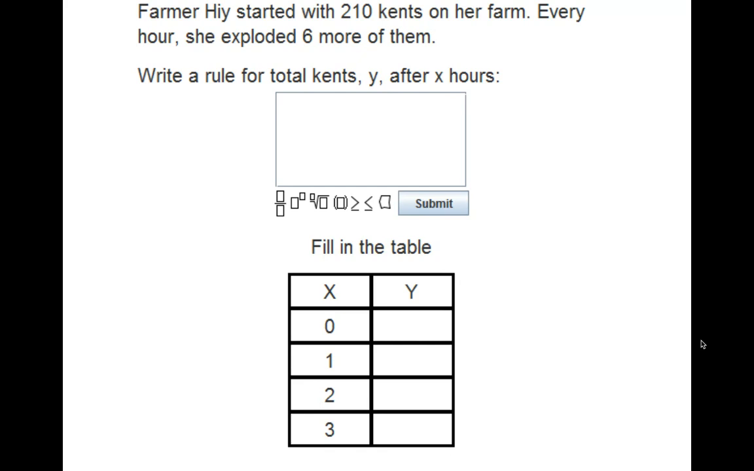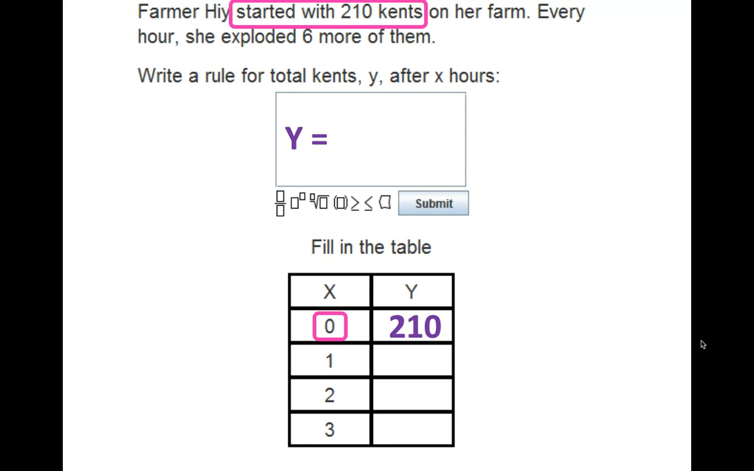So let's look and see what that would look like. Well, we need a rule. So let's look at the table. We start off with Y equals. So we're going to go straight to the rule this time. So always Y equals. Start off with Y equals. All right. So let's look and see what's going on. So 0, we're going to have 210. Started with 210. So 0 is always going to be 210. Okay. All right. And then every hour exploded 6 more.